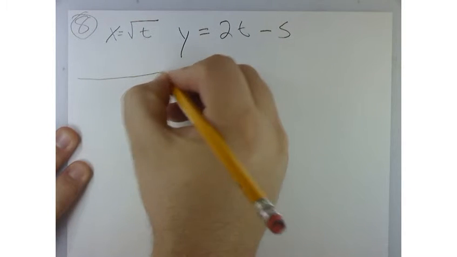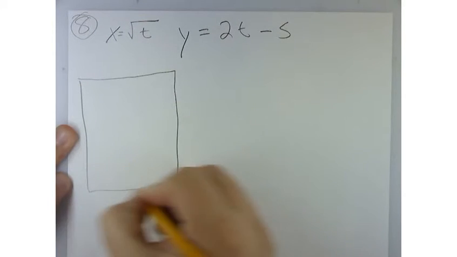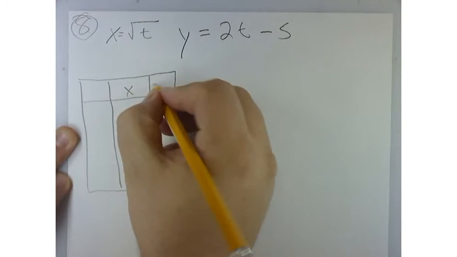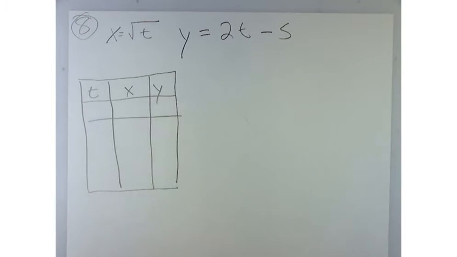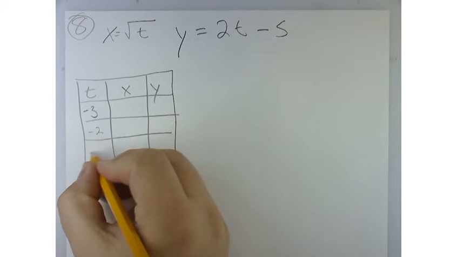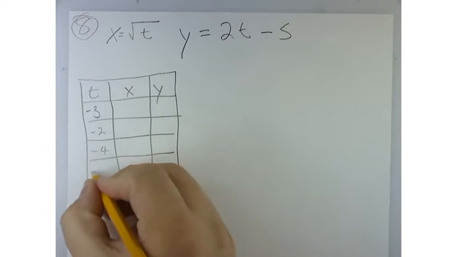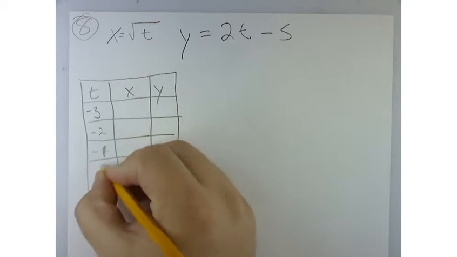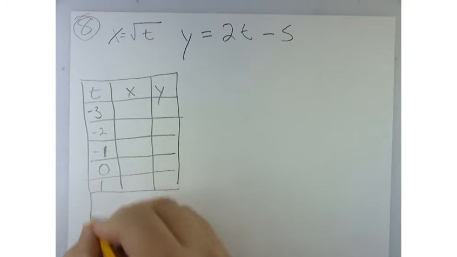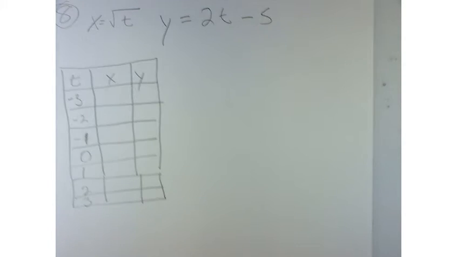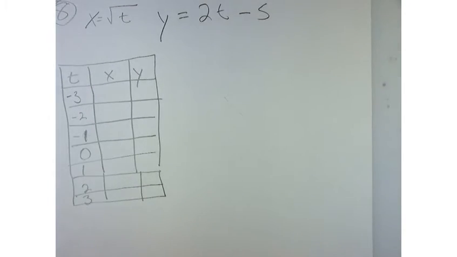Problem number 8, they gave us some values for t, and they want us to plug in and figure out what the xy points are based on t. And the numbers they gave us was -3 through 3. So I have -3, -2, -1, 0, 1, 2, and 3. Okay? So those are all the values that I have to figure out.